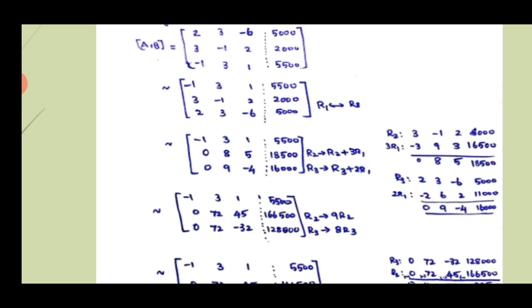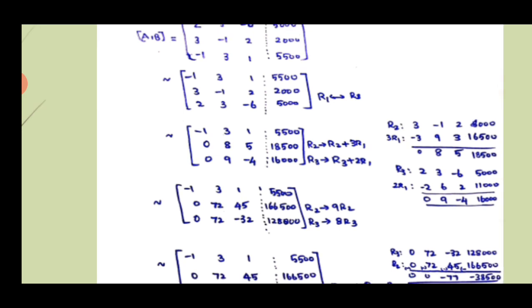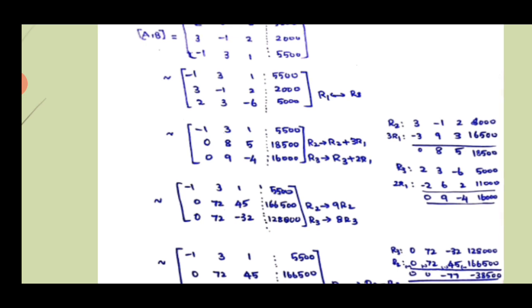So R2 entries are 3, minus 1, 2, 2000, and 3R1 means multiply 3 in the first row, so minus 3, 9, 3, and 5000 into 3 becomes 16,500. So while adding we get the answer 0, 8, 5, 18,500. So I have filled the second row now, and third row first place also we have to make it 0.